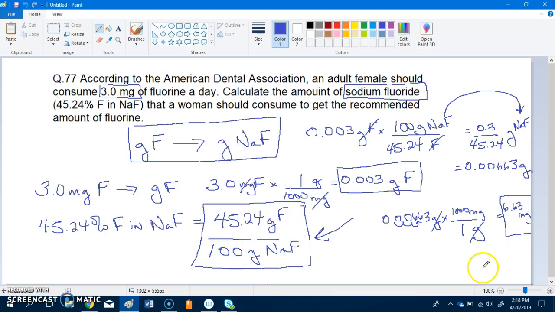So that's how you set up that problem. On a good note, you're only multiplying by one conversion factor. And to get that conversion factor, you need to know how to convert a percentage of the constituent element into this conversion factor. So I hope this helps clarify how to set up a problem like this.